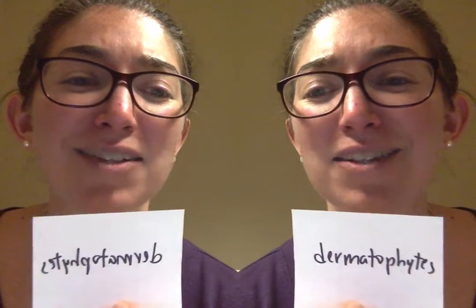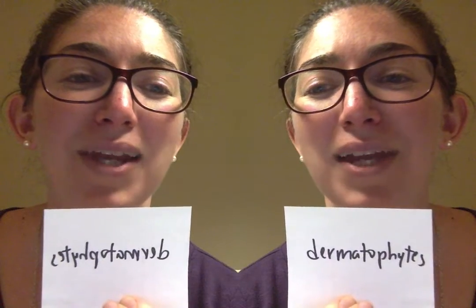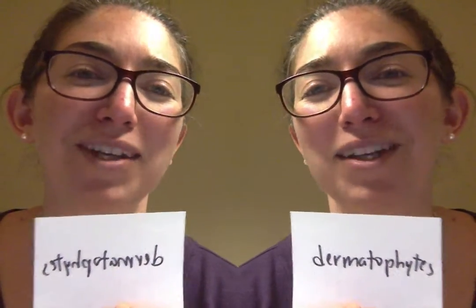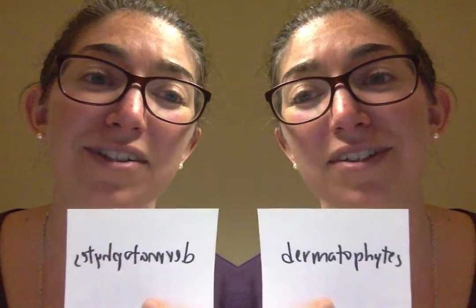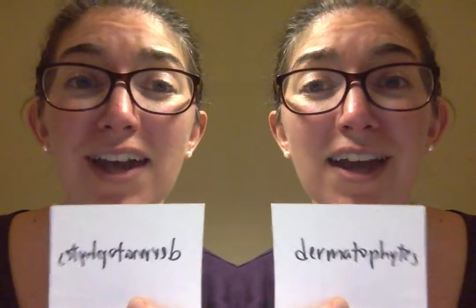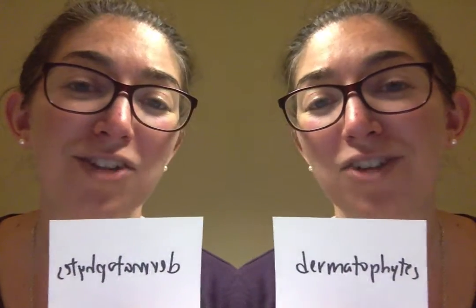Dermatophytes, literally it's a word that means like a plant that grows on the skin. We're not talking about plants, we're talking about fungi. So dermatophytes are fungi that live on your skin, some of which are normal flora, some of which are pathogenic, but if it's a fungus and it grows on your skin, it's called a dermatophyte.